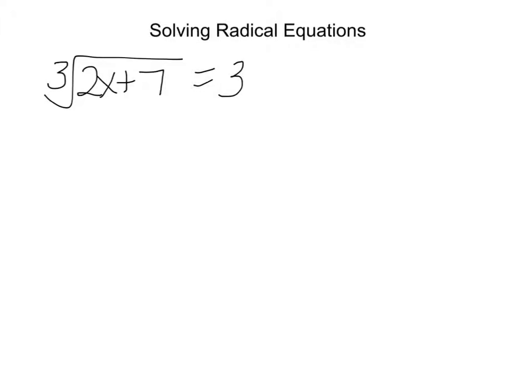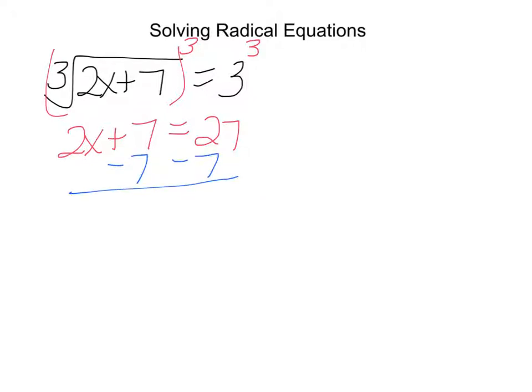The first thing we need to do is get rid of our radical, so we are going to take the cube of both sides. By cube rooting something cubed, you are left with the radicand, which is 2x plus 7, and that is now equal to 3 cubed, which will give us 27. 3 times 3 times 3 is 27. And now we can solve for x.